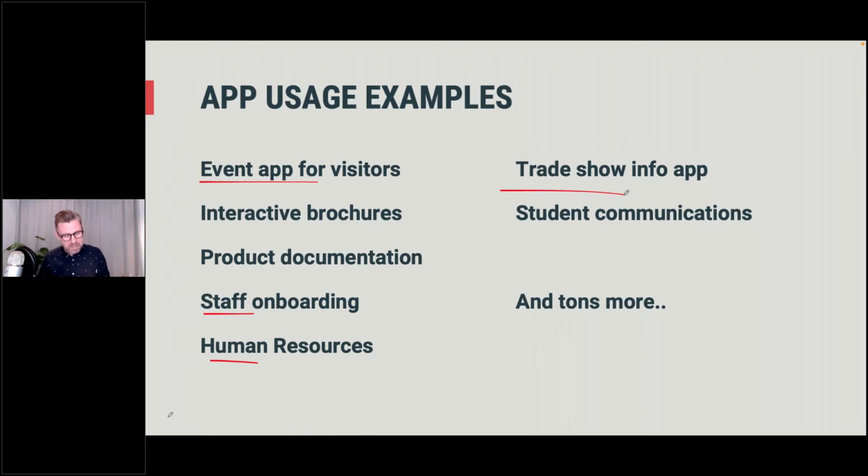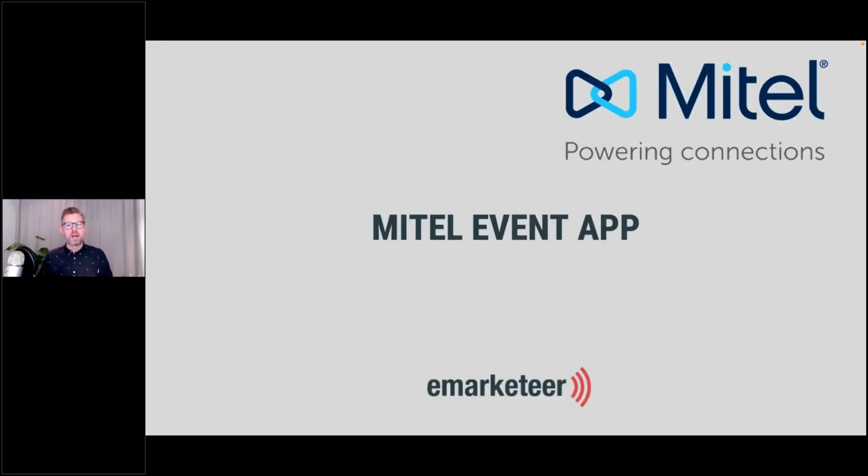So as you can see, there are just a lot of different ways you can use apps to tap into the mobile lifestyle of your target group, be it customers or staff. And I'll show you how you can change the templates we have to fit your purpose there. So the first example we're going to look at is an event app, because that is the template that we have in eMarketeer. It's designed for events, and it is the primary use case, I would say, for our customers.